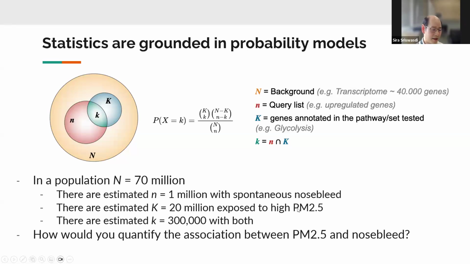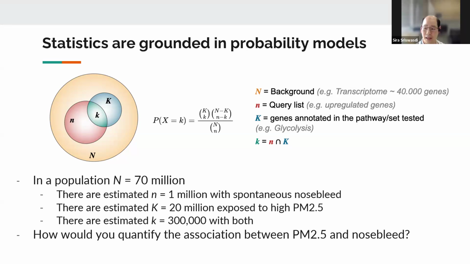If you are a scientist, you might want to study, is the nosebleed caused by PM 2.5 or not? You collect the data and you find that there are 300,000 Thai people that have both conditions: spontaneous nosebleeds and also exposure to high PM 2.5. A statistical question would be, is there a significant association between PM 2.5 and spontaneous nosebleeds? I think I pulled this from some news article.